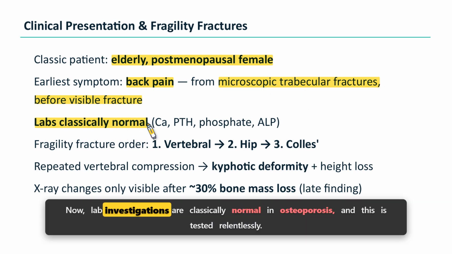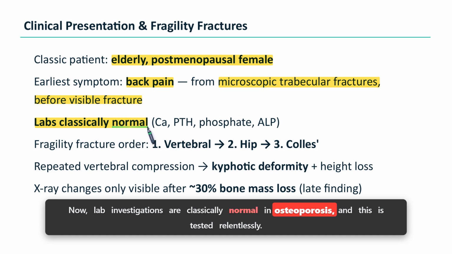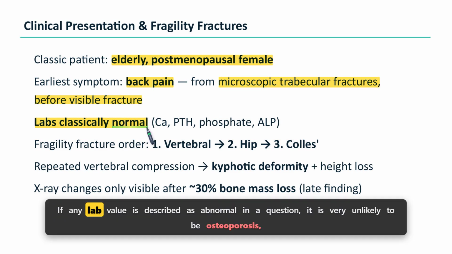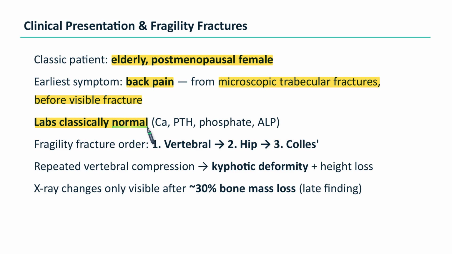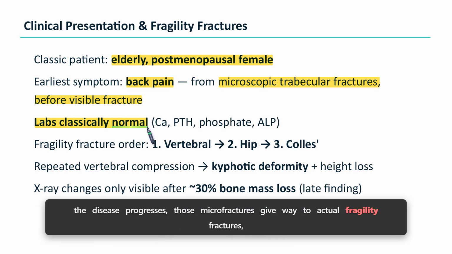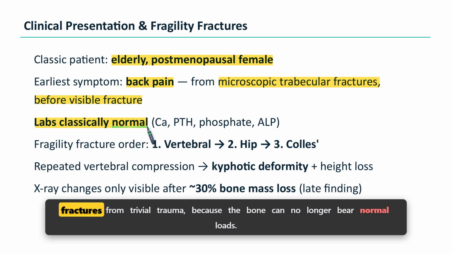Now, lab investigations are classically normal in osteoporosis, and this is tested relentlessly. If any lab value is described as abnormal in a question, it is very unlikely to be osteoporosis, at least for exam purposes. As the disease progresses, those microfractures give way to actual fragility fractures, fractures from trivial trauma, because the bone can no longer bear normal loads.